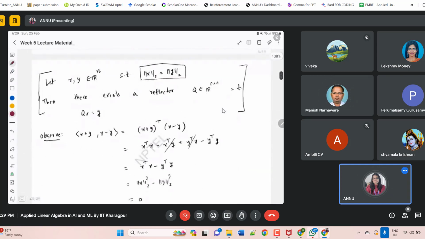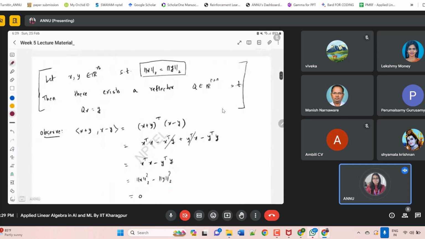Moving ahead, now let's simplify these things. We have another question. Let x, y belong to R^n such that the norm of x is equal to the norm of y. Whenever we go to linear algebra, sometimes we have to assume some initial beliefs. These are the given things. Then there exists a reflector Q belonging to R^(n cross n) such that Qx is equal to y.